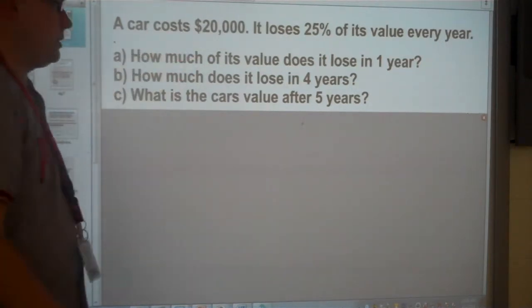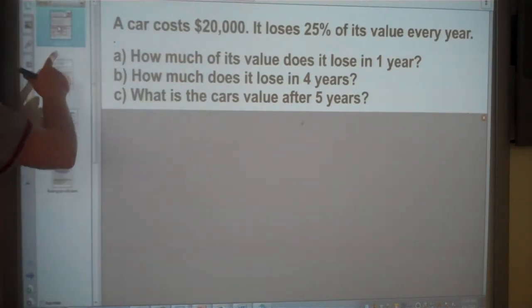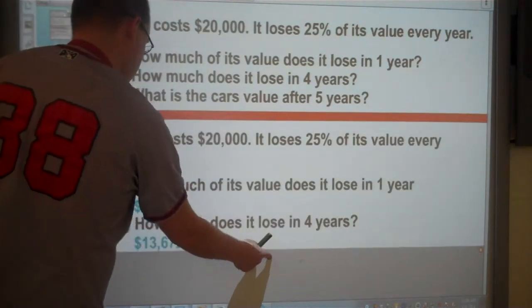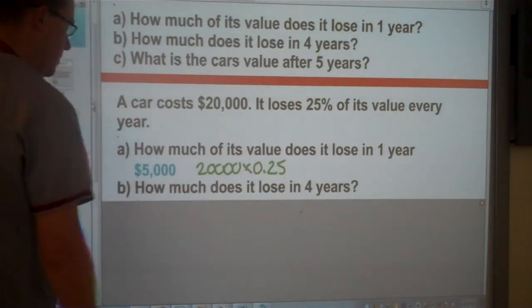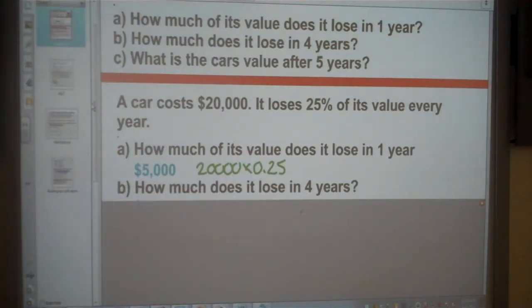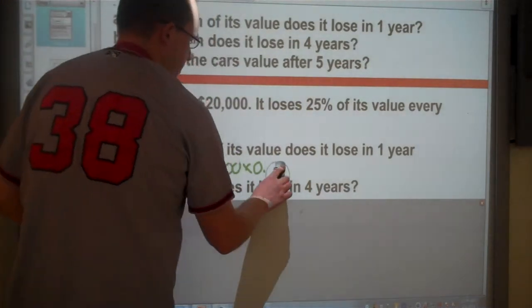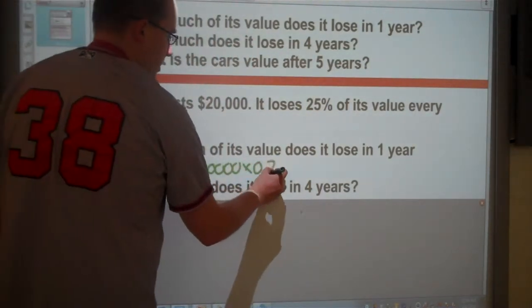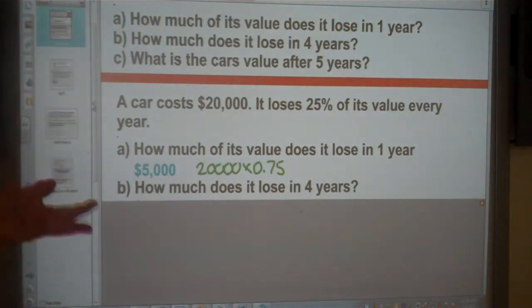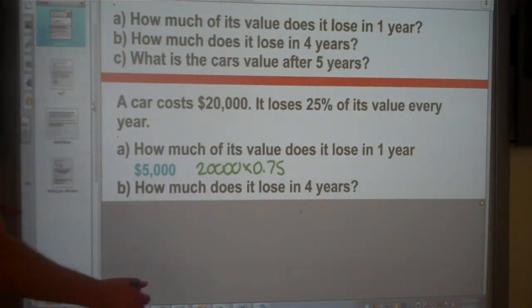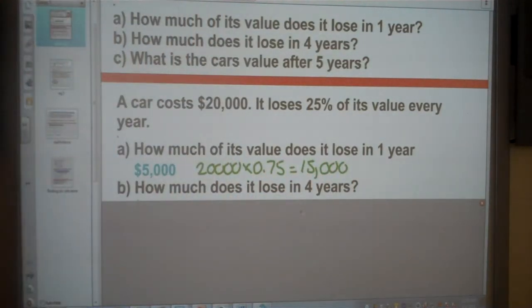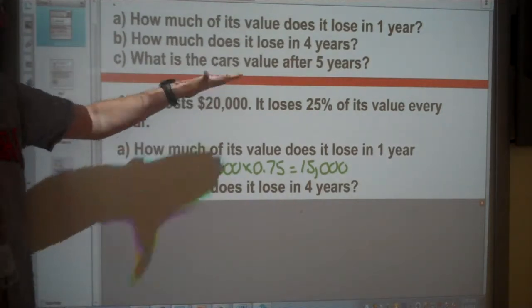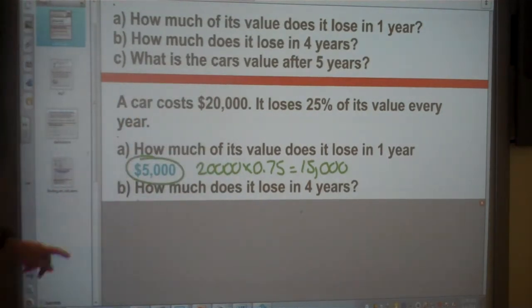So for the first question, the way we really want to answer it is, and I'm going to scroll down because I have some answers here, to do this. We want to find 25% of 20,000, so we just change it literally into a decimal. Now we could also answer that question by finding out how much the car is worth, and sometimes that's a better way of doing this question. So we start with 100%, if we subtract 25% we get 75%, so change it to a decimal, and then we have the answer $15,000. So if the car is worth $15,000 and it was worth 20,000, then we must have lost $5,000.